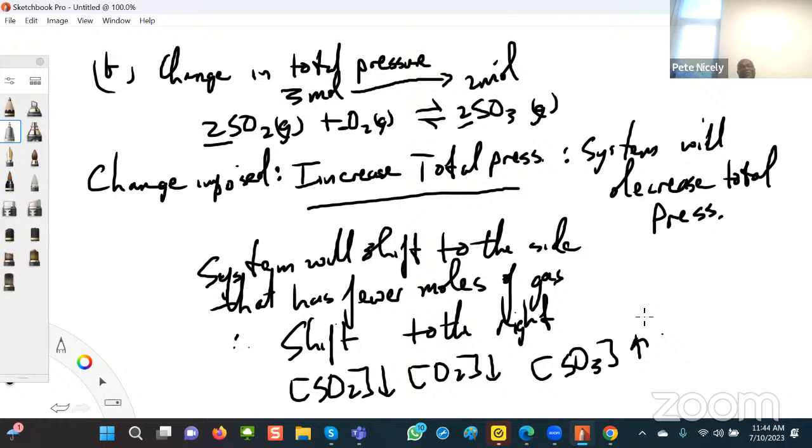And in this case, what you do is look at the total number of molecules represented on both sides of the equation, right? Because the system will decrease the total pressure in response to the change imposed, the system will shift from the side which has a greater number of molecules to the side which has the lesser number of molecules. So in other words, it's going to shift to the right. And as a result, the concentration of SO2 and O2 will decrease, and the concentration of SO3 will increase. All right? Okay, any questions about this particular example?